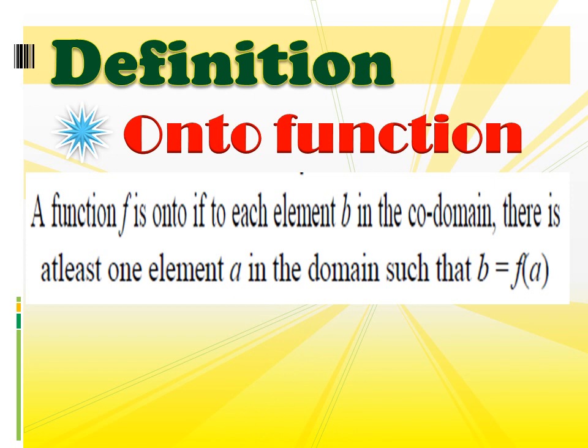Definition of onto function. A function f is onto if to each element B in the codomain there is at least one element A in the domain such that B is equal to f of A. At least one pre-image in A. Every element in B has at least one element in A. That is called onto function.